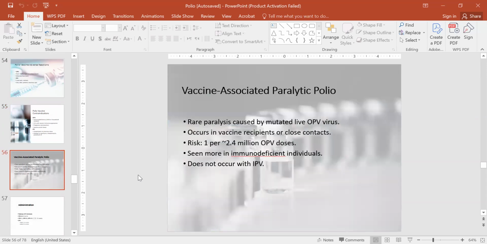So this is VAPP, vaccine-associated paralytic polio. It's a rare paralysis caused by the mutated live OPV virus. It occurs in the vaccine recipients or close contacts. The risk is only 1 in 2.4 million OPV doses, and it's seen more in immunodeficient individuals. It does not occur with IPV.